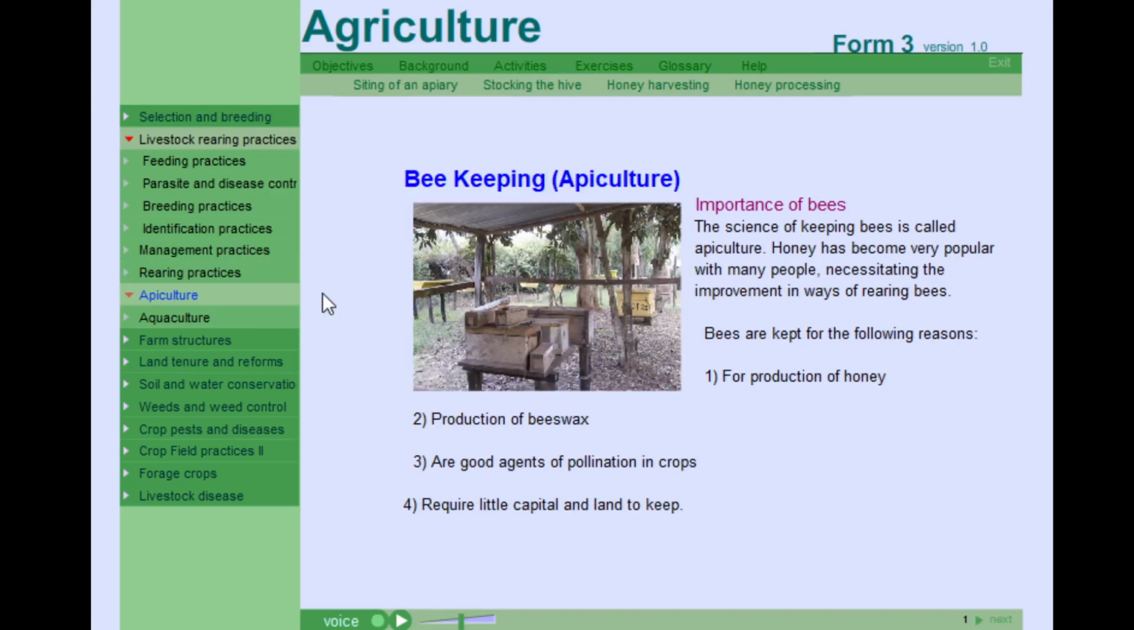Bee and fish keeping. Beekeeping. Importance of bees. The science of keeping bees is called apiculture. Honey has become very popular with many people, necessitating the improvement in ways of rearing bees. Bees are kept for the following reasons: for production of honey, production of beeswax, they are good agents of pollination in crops, and they require little capital and land to keep.